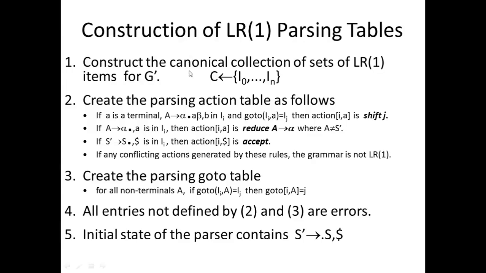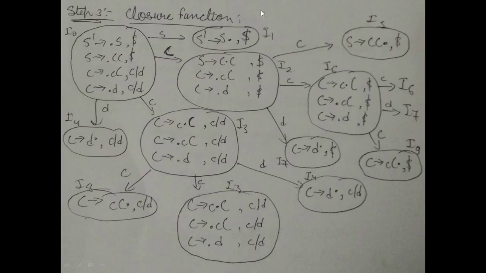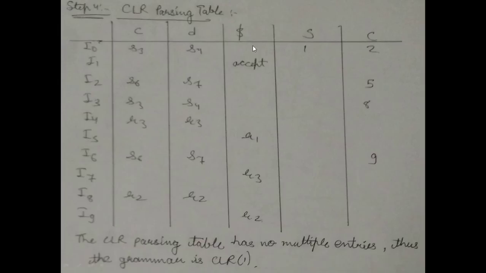Coming to the algorithm, for the second point, if S dash gives S dot comma dollar is in I i, then action of i, dollar is accept. Looking at the collection, for the I1 state we have S dash gives S dot, dollar. So in the table, for the I1 state in the dollar column, we write accept, so that our strings get accepted.